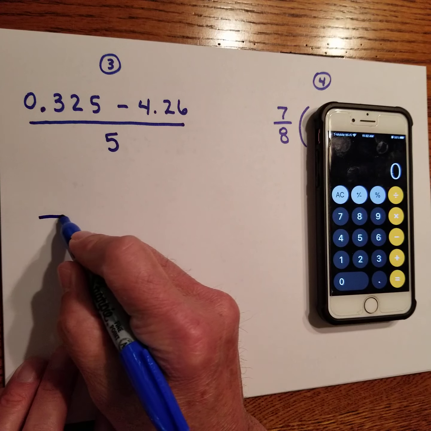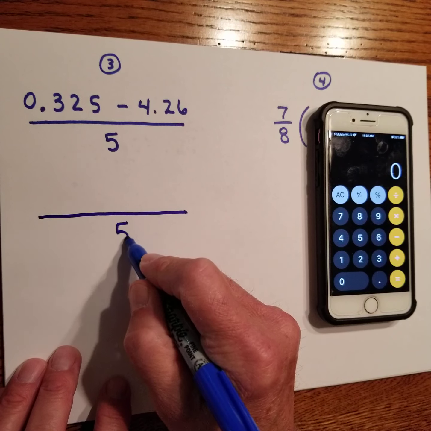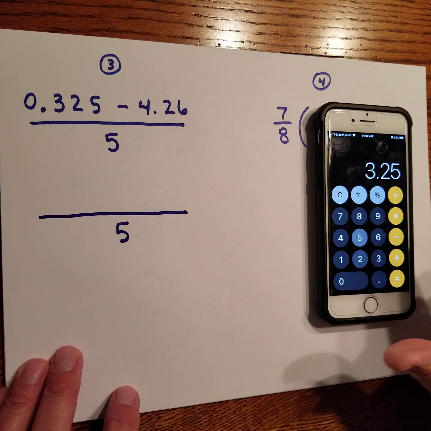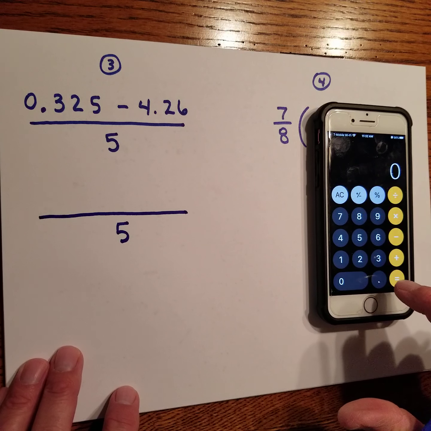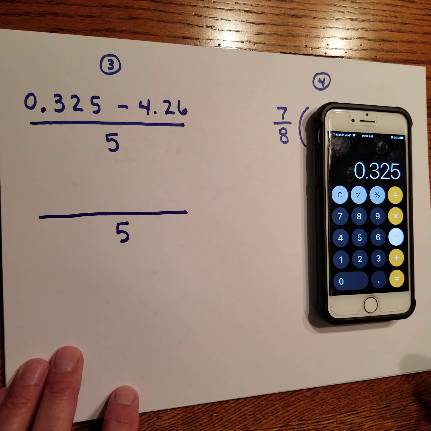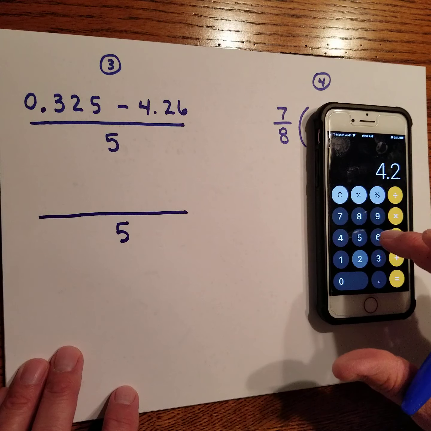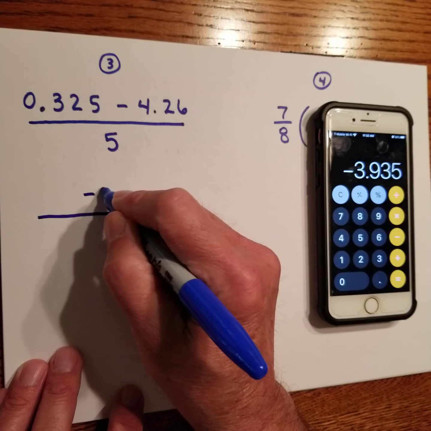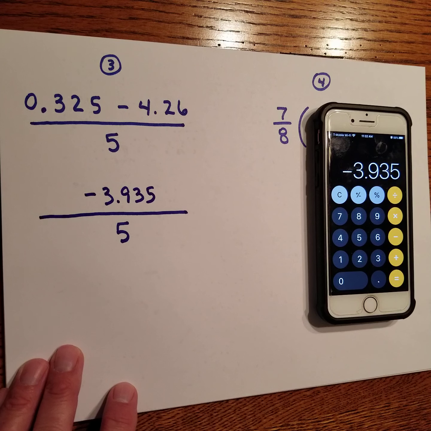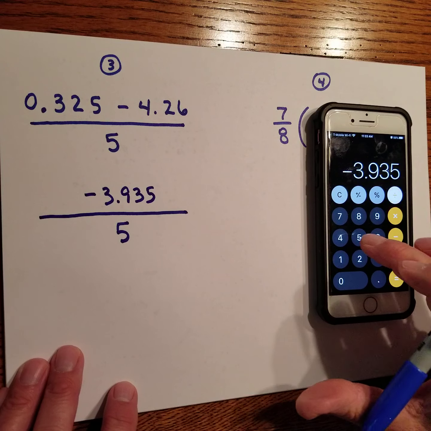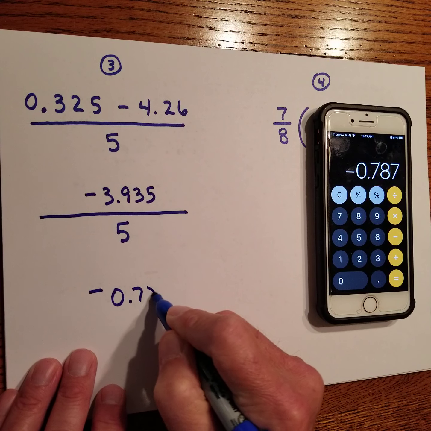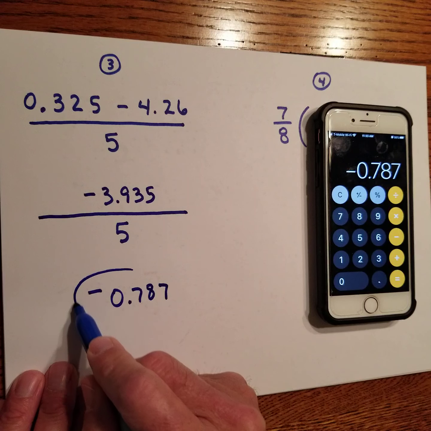For number 3, I'm going to copy the denominator, do the subtraction in the numerator. 0.325, whoops, let's try that again. 0.325 subtract 4.26 is negative 3.935. Now divide. Take that answer and divide by 5. Negative 0.787. Great.